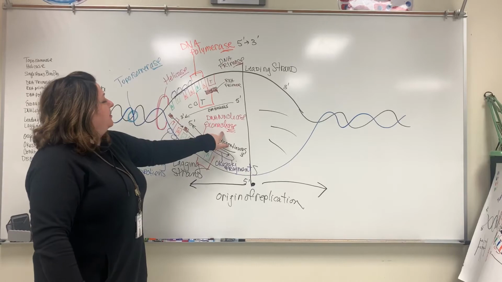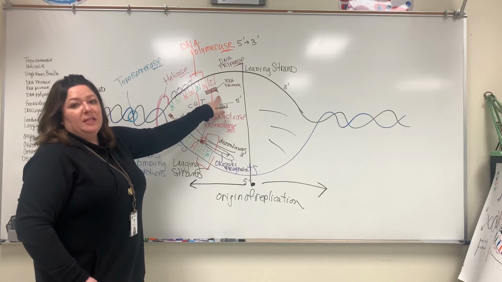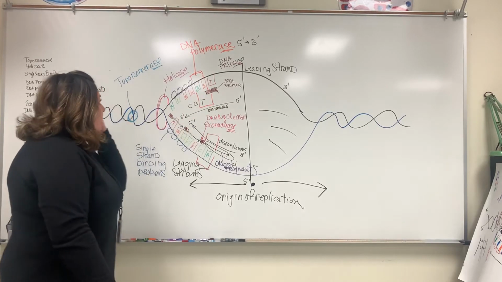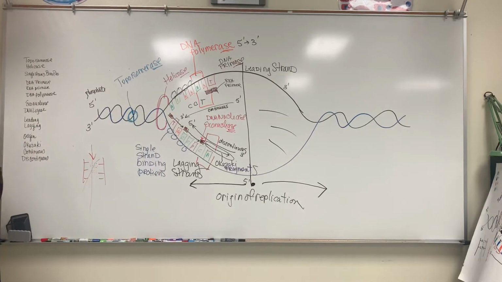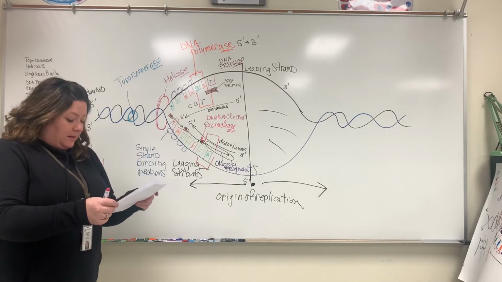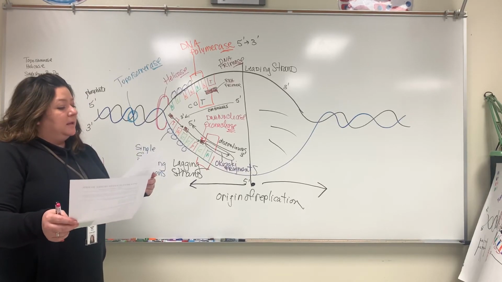This exonuclease, by the way, will also go to the beginning of the origin of replication for the leading strand and also get rid of this RNA primer. Okay, so we've got lots of pieces and parts here. I just want to make sure I have touched on everything we need to talk about. Let me look at your replication model. Yeah, it looks like it.